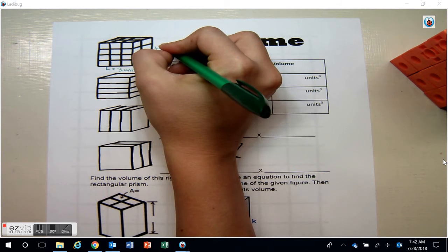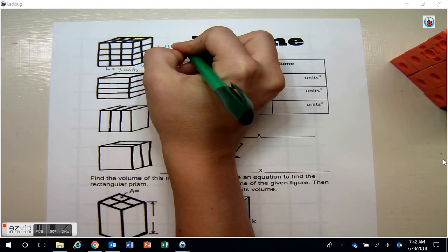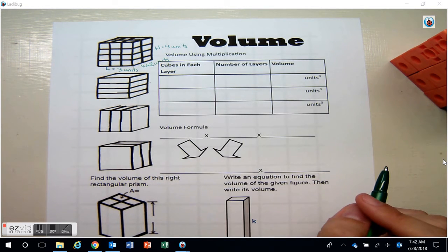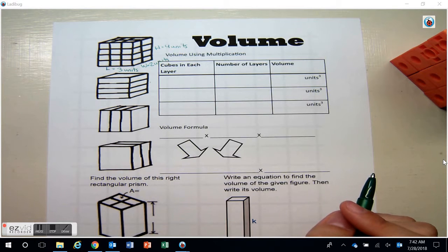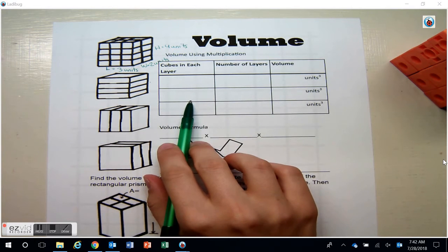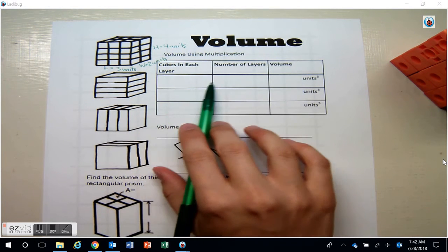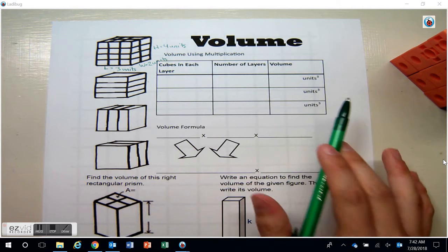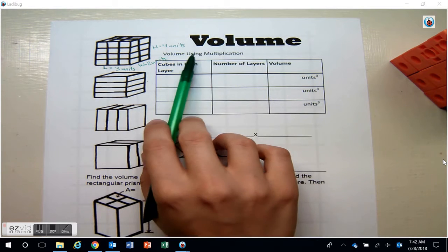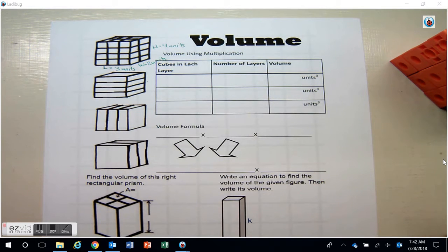Okay, using this information, let's go ahead and find the volume by again using layers like we did the other day, and using that to help us eventually get to using just multiplication. So now that we've labeled the dimensions, let's go ahead and find the volume.